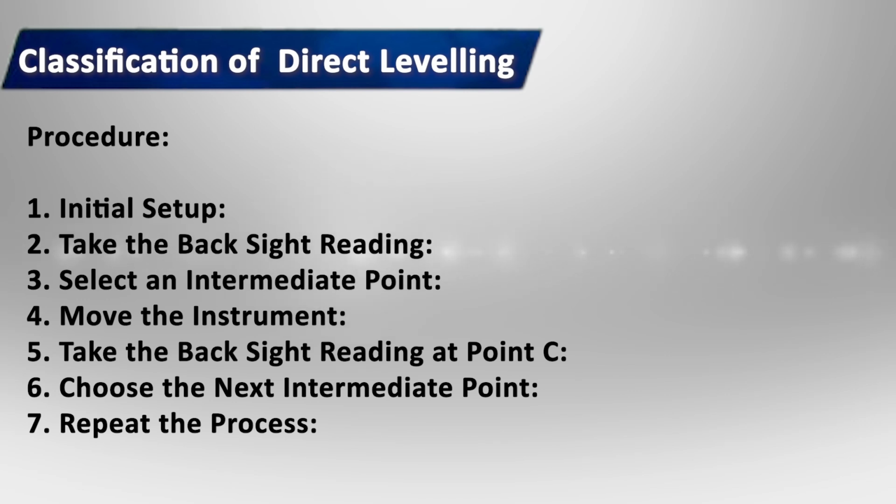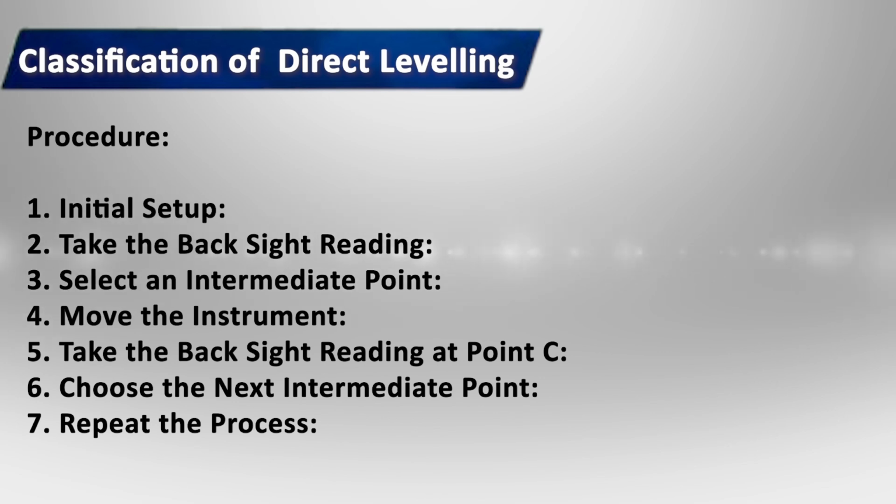In the second step, we will take the backsight reading. With the leveled bubble centered, we will take a reading from the staff at point A, known as the backsight reading. In the next step, we will select an intermediate point. We will choose an intermediate point C that is roughly equidistant from the level's current position O1. We will take a foresight reading from the staff at point C.